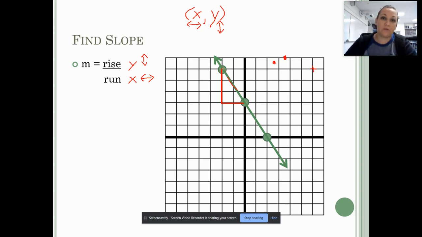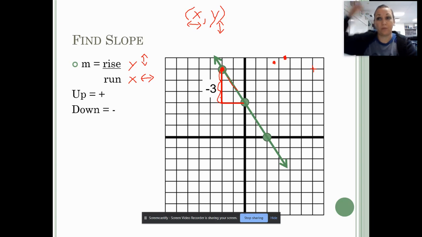Okay, so again, if I'm starting up here at the left dot, I'm going to rise down, so negative, and I went down 1, 2, 3 boxes. And so my rise is -3 because I was going down 3 boxes. From my point, I went down 3. And now I am here.